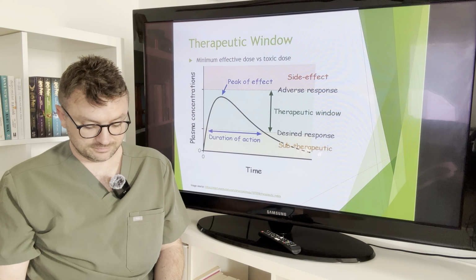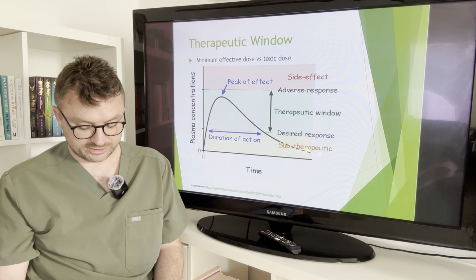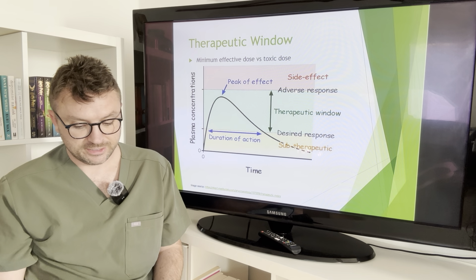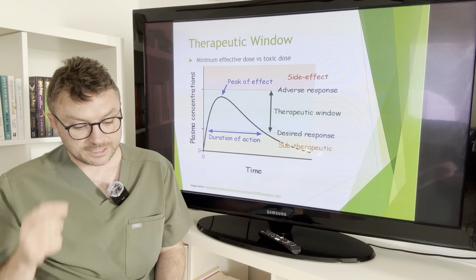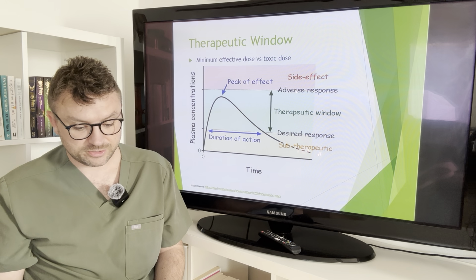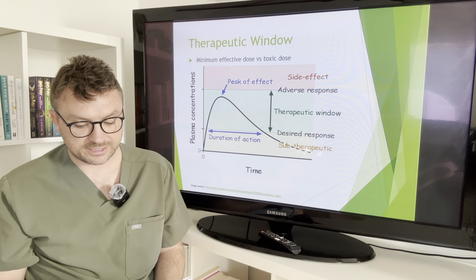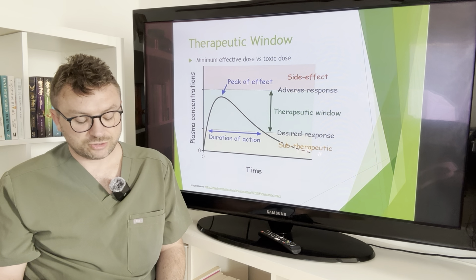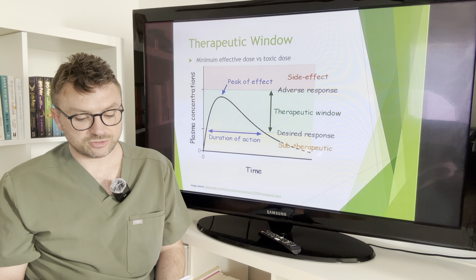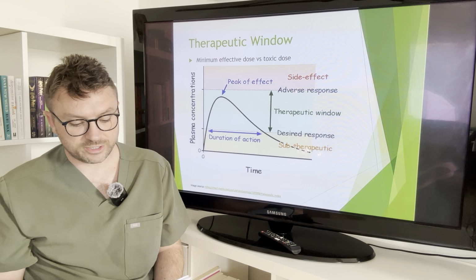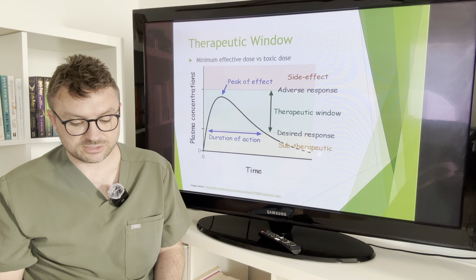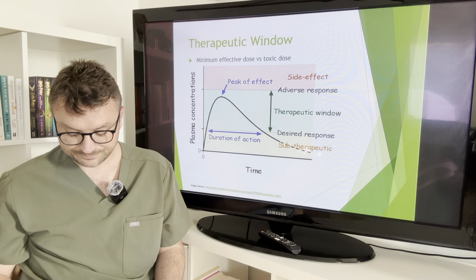Some medicines have very wide therapeutic windows and are generally safe. Others have a narrow therapeutic window and require careful monitoring. Examples of drugs with narrow therapeutic windows include warfarin, lithium, and digoxin. A major objective during drug development is to create medicines with wider therapeutic windows because this improves patient safety and reduces the likelihood of accidental overdose.